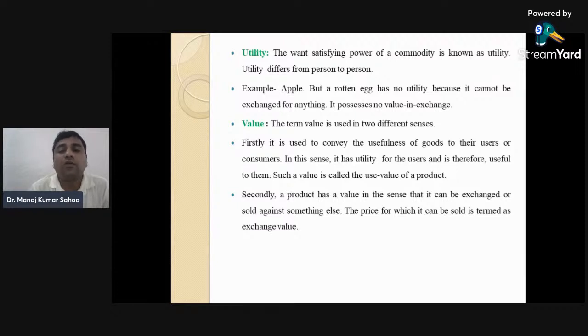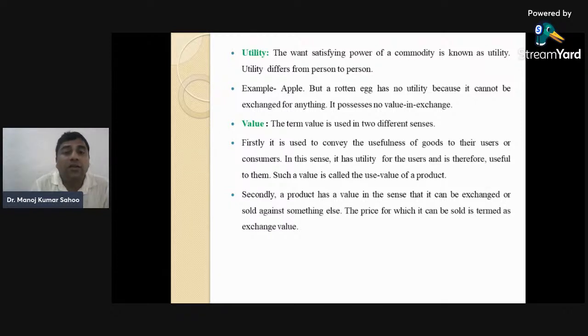If any product or commodity has the capacity to satisfy a want, we call it utility. And it is different from person to person. The utility I derive from one apple may not be equal to the utility other persons derive from the apple. So utility basically differs from person to person.